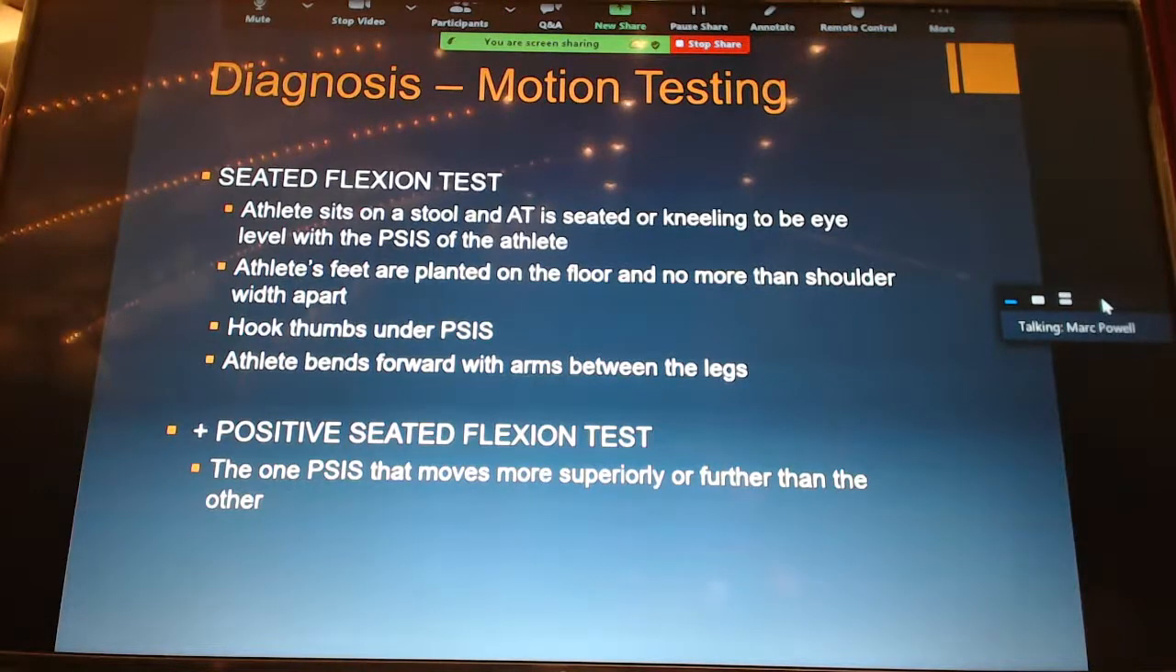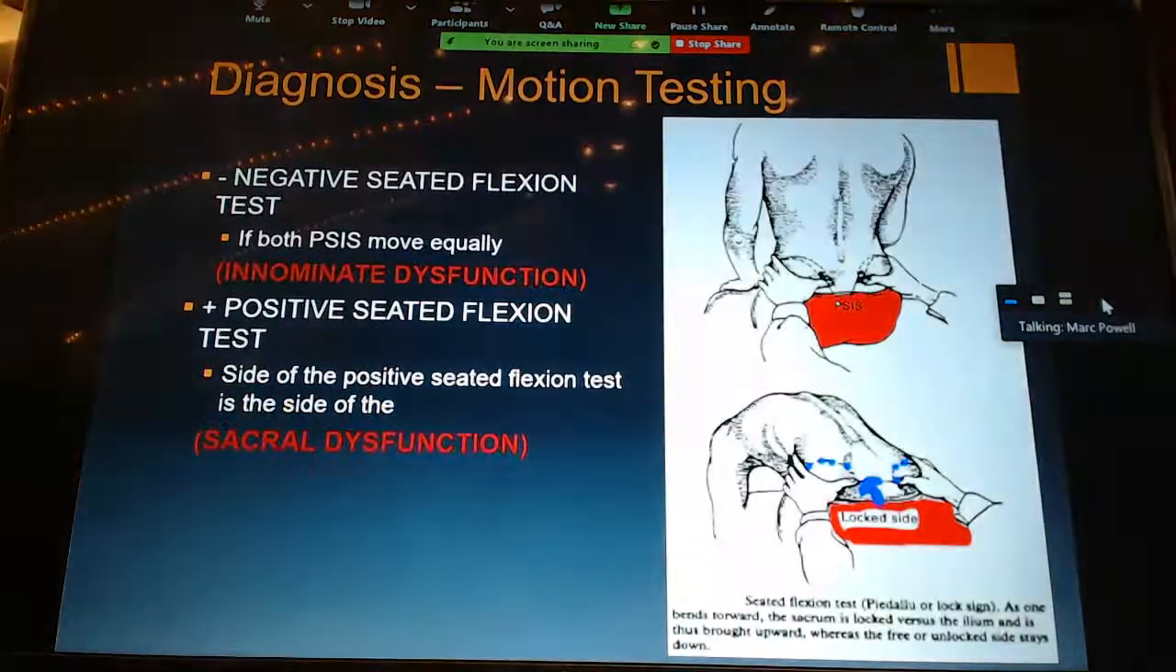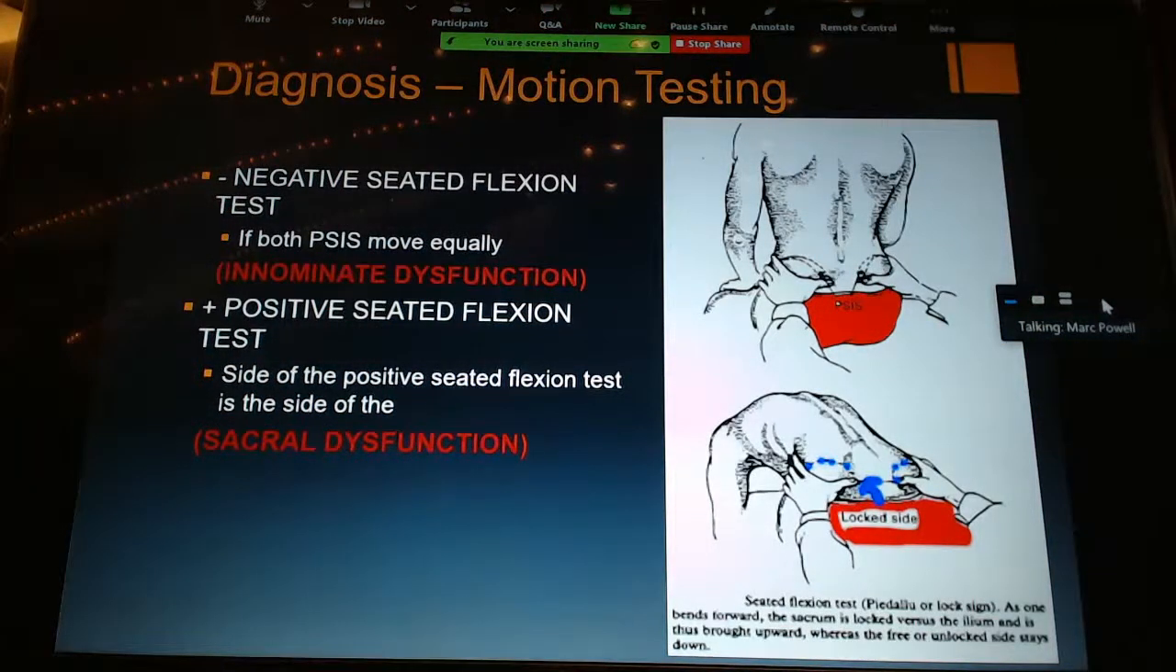Okay? Now, again, the positive seated flexion test is the one PSIS that travels more superiorly or further than the other one. Okay? So, right now we've just done a standing flexion test. We know which side we're dealing with, but we don't know if it's an innominate issue or a sacral issue. So we do the seated test.